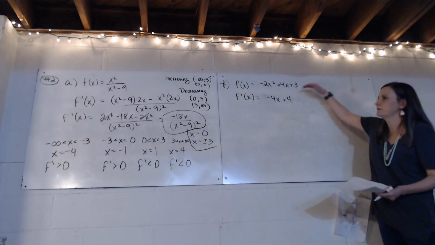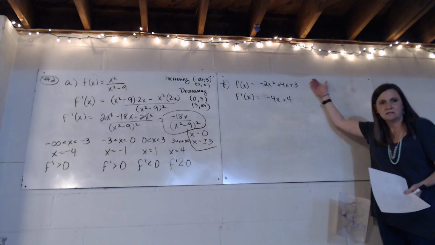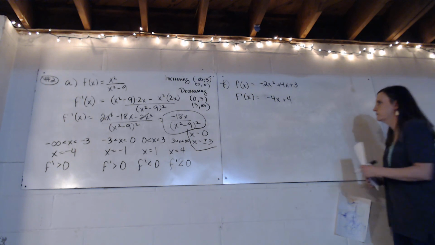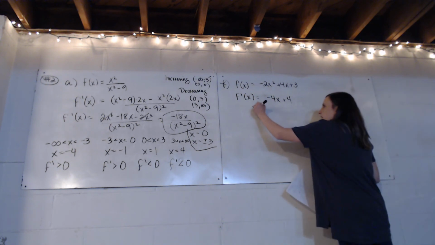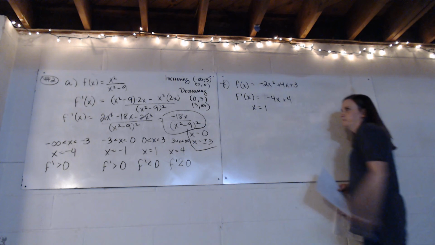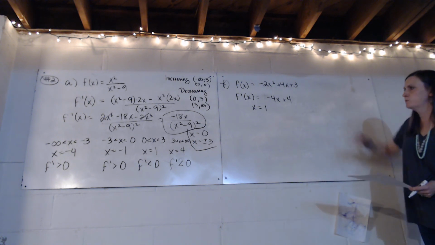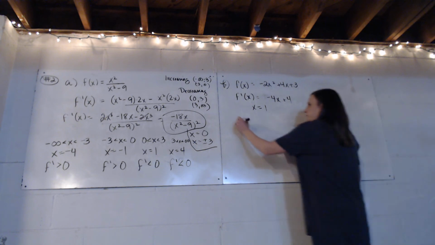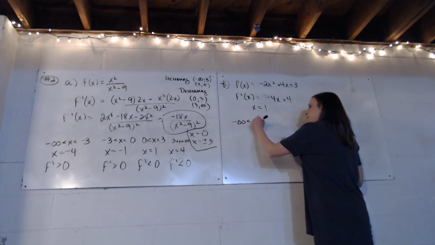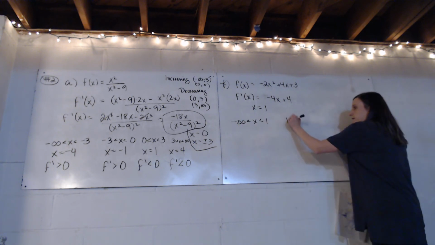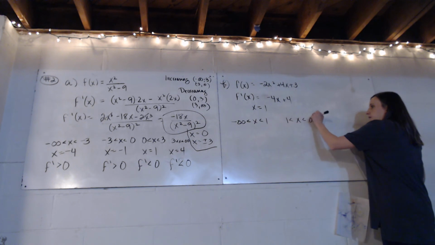If you look at this function, there's no place where it's undefined, so that's nice. So just, where's the first derivative equal to 0? And it is when x is equal to 1. So we have one critical point. Then we use our critical points to come up with our intervals. So the intervals will be -infinity to 1, and then 1 up to +infinity.